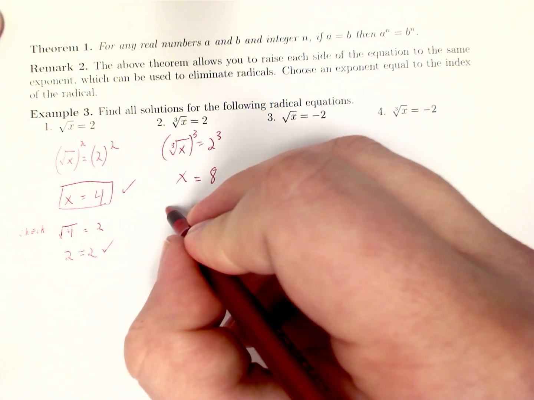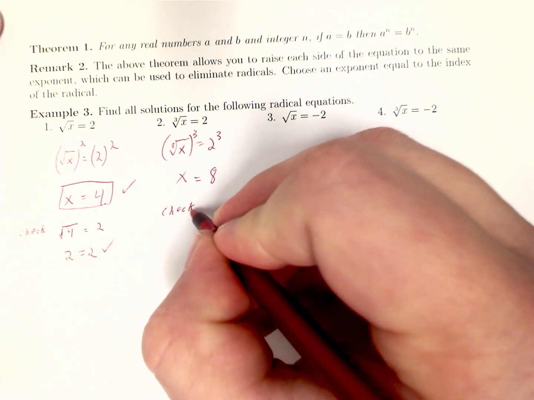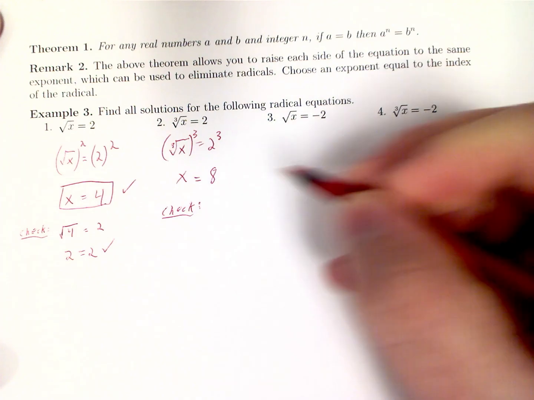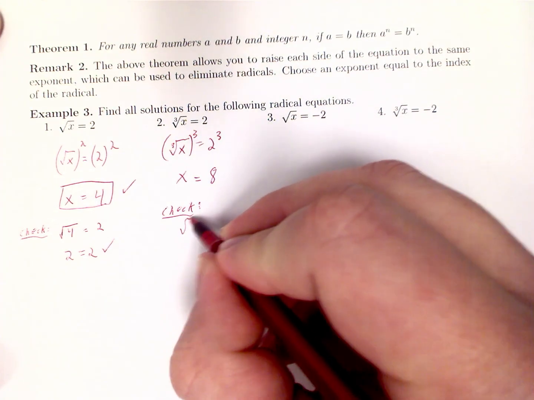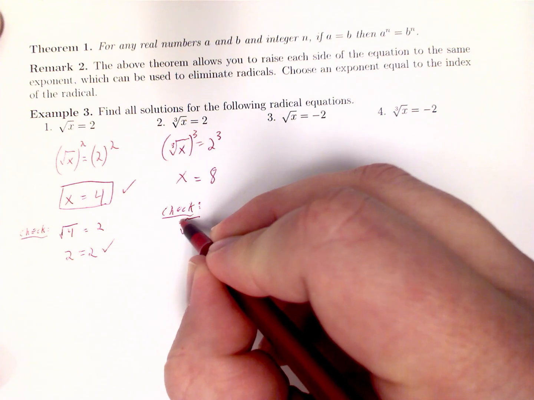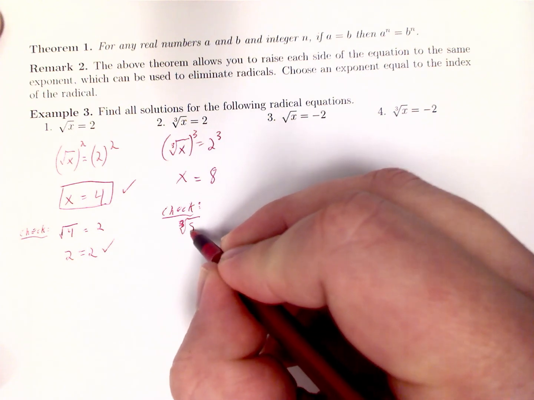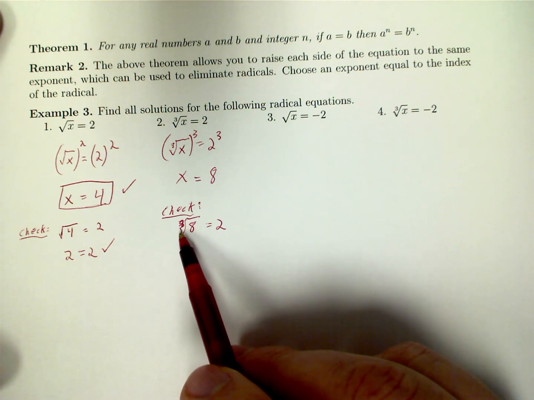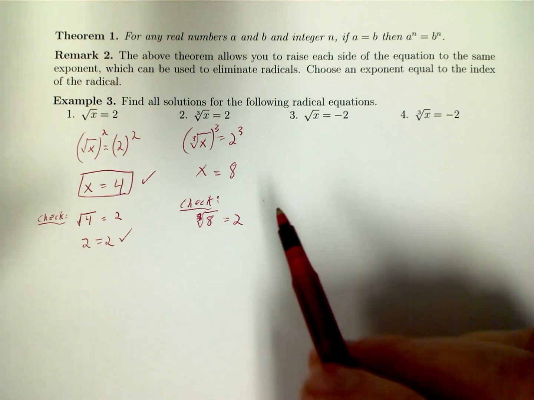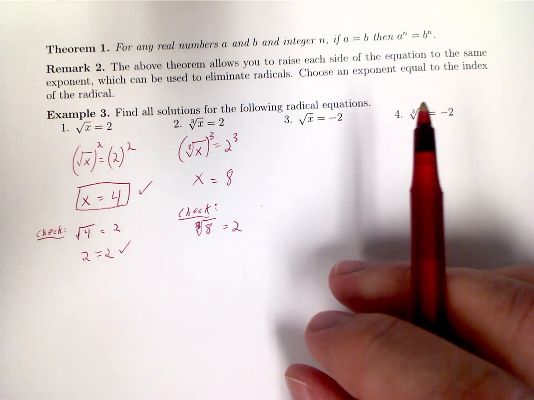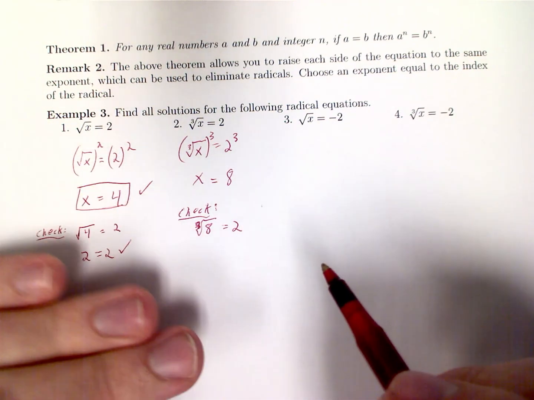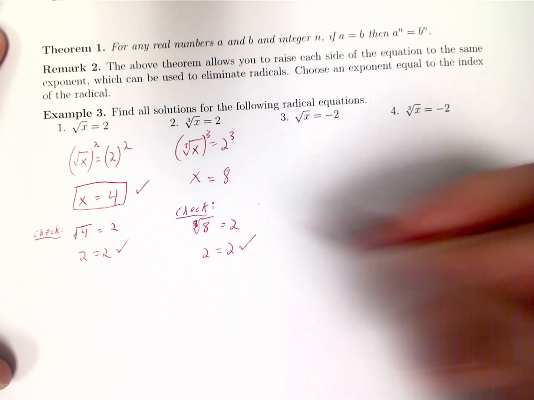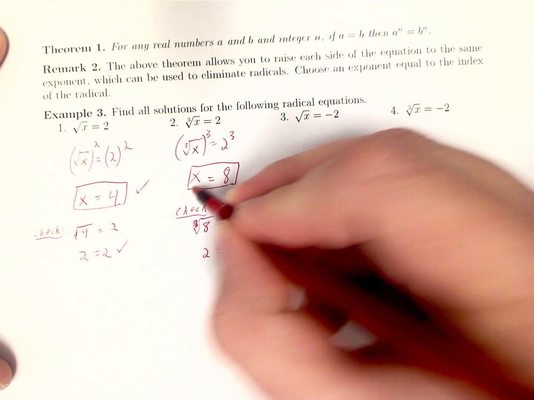What do we have to do? We should check our solutions. Just a good idea. We check this by asking, what's the cube root of 8? The cube root asks what times itself three times equals 8. 2 times 2 is 4, times 2 again, 3 total times, is in fact 8. So the cube root of 8 is 2. So that checks out, and x equals 8.